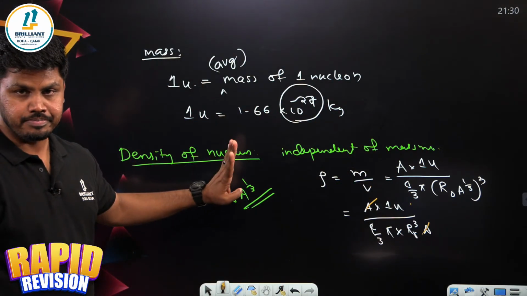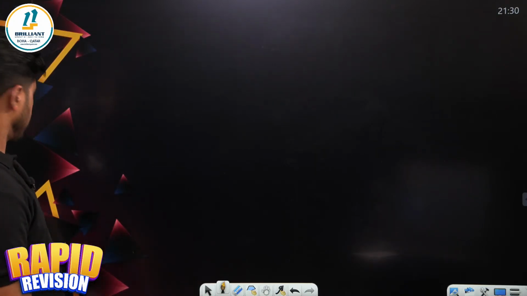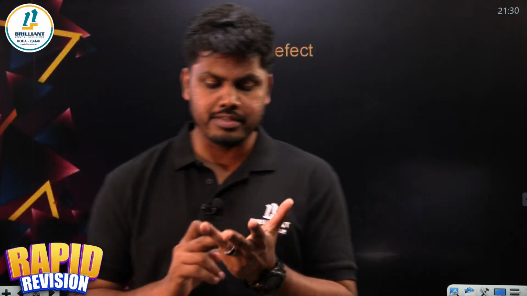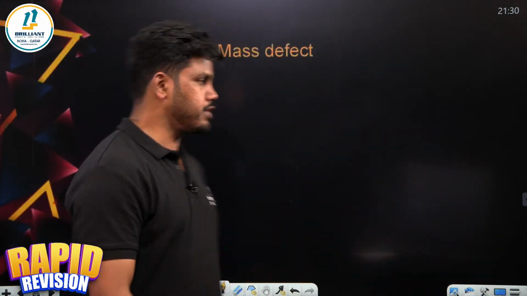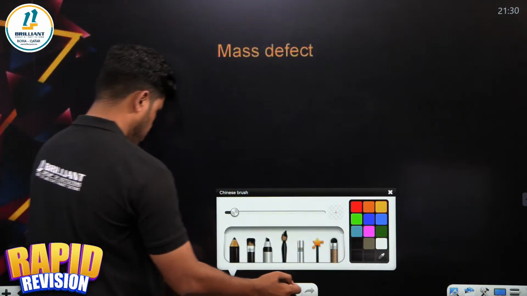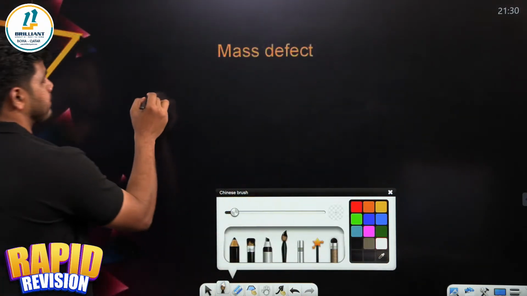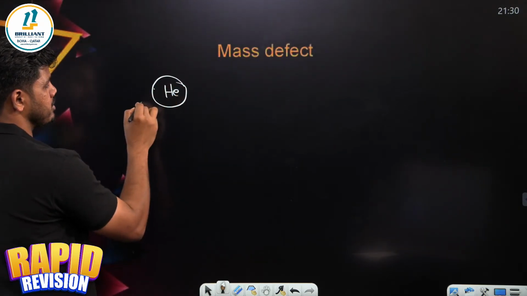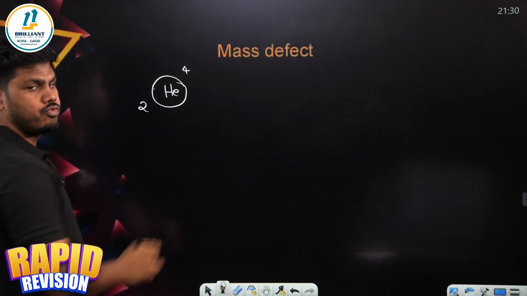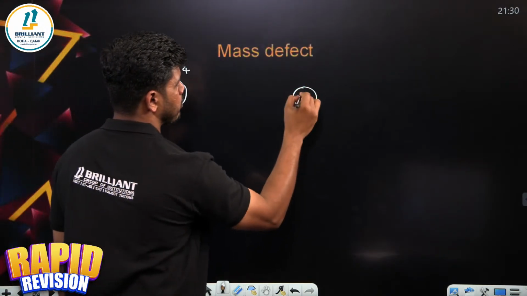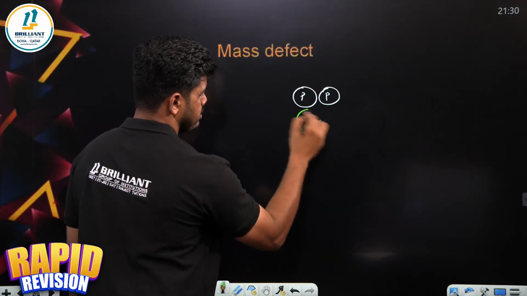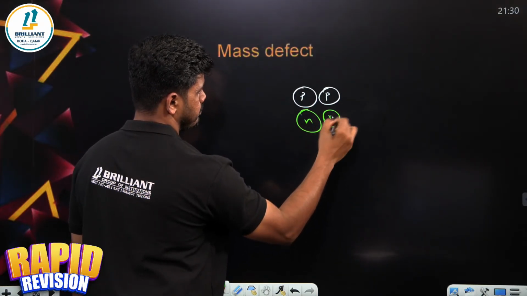Nuclear profiling is done. Then comes mass defect, the next important concept. Mass defect and binding energy. These two concepts are very important for numerical questions. Mass defect, we know it is like when we consider the helium nucleus, we know in the helium nucleus atomic number is 2, mass number 4. We expect 2 protons and 2 neutrons inside the nucleus of helium.